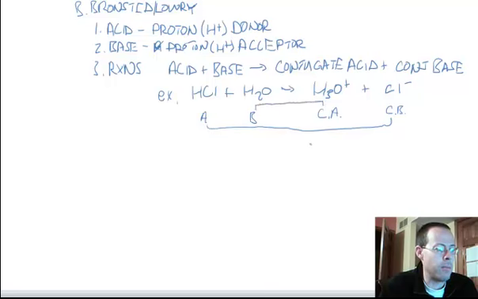So we have one pair, which is hydrochloric acid and chloride, and we have another acid-base pair, which is water and hydronium. All right. Our other example is going to be ammonia plus water. All right. And in this example, we're going to get ammonium.